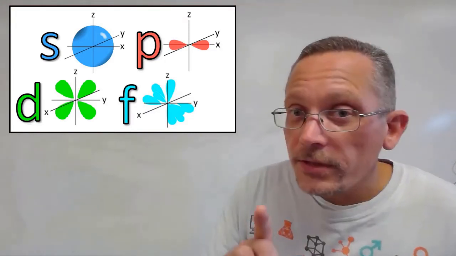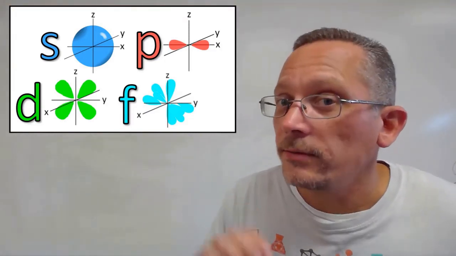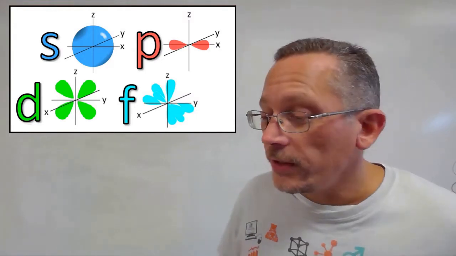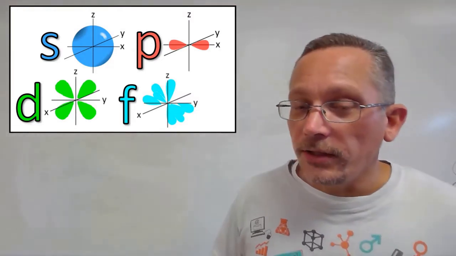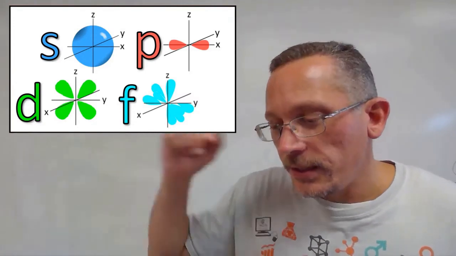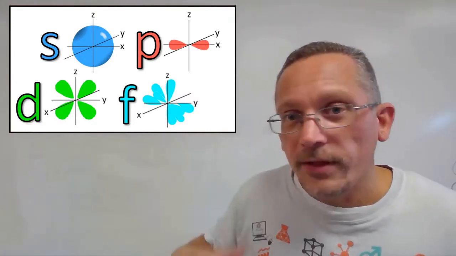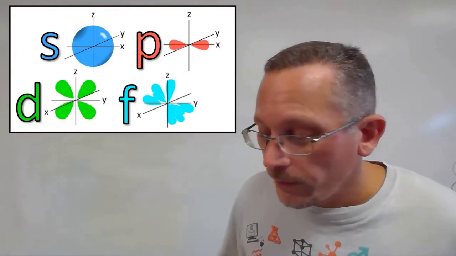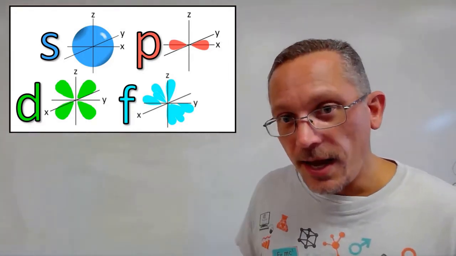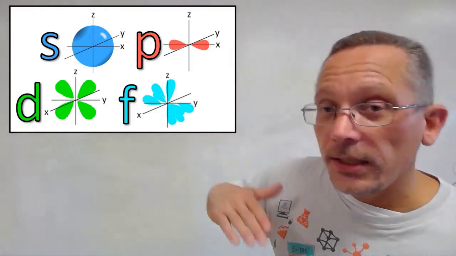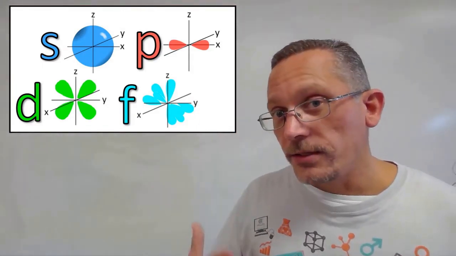The first energy level only has an s orbital. The second energy level has an s orbital and a p orbital. The third energy level has s, p, and d orbitals, and then the ones above that have all 4 kinds. So we have 4 different kinds of orbitals: s, p, d, and f, and each energy level is going to have different kinds of orbitals. Let me show you how we talk about this.